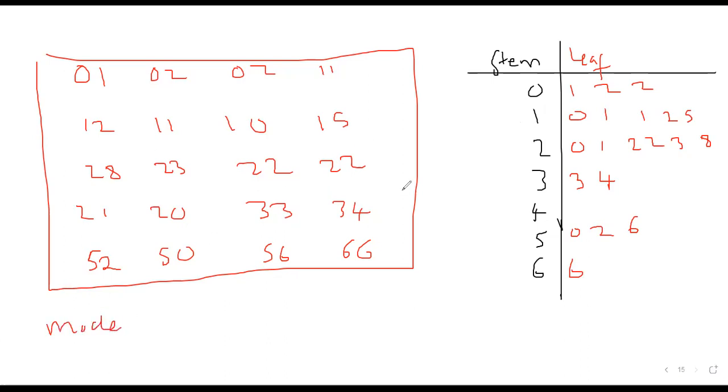Mode is the most frequent. So they have these two numbers, this one and this one here. So the mode is what? 2, 11, and what? 22. 22.